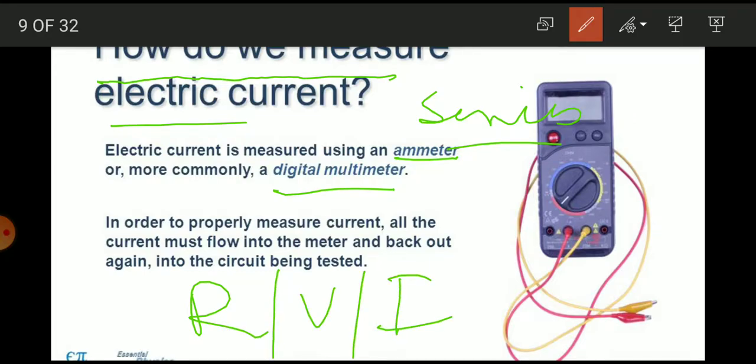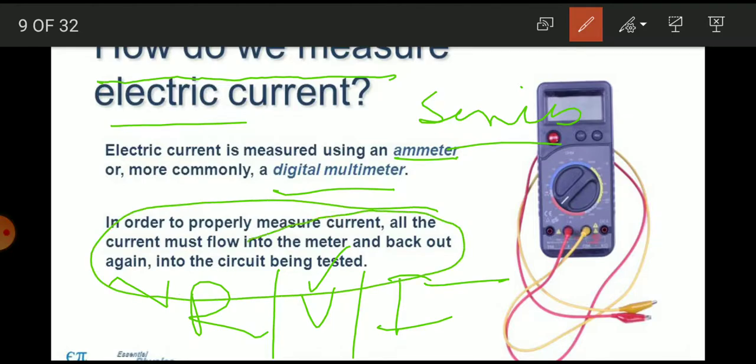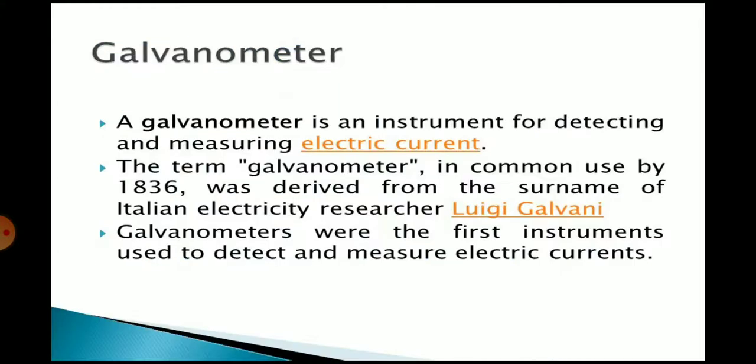All these three things are measured with the help of a multimeter. That's why it is called multimeter. For resistance we use ohmmeter. For voltage we use voltmeter, and current is measured with the help of ammeter. But multimeter is used for all these three quantities. In order to properly measure, all the current must flow into the meter. Simply, it means that if you want to measure current, the device must be connected in series.